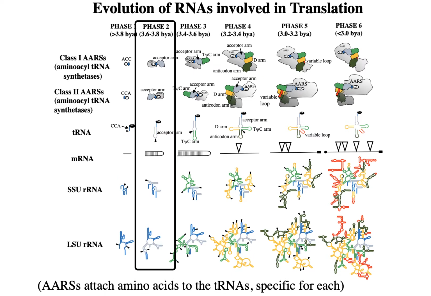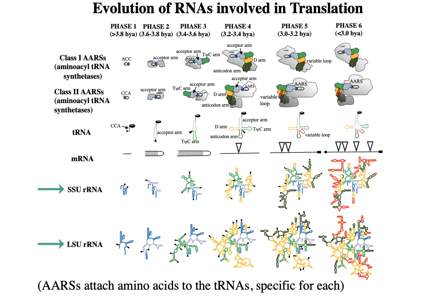In phase 2, about 3.6 to 3.8 billion years ago, the AARSs clearly were proteins by this time. The acceptor arm was fairly well developed, and the RNAs apparently were double-stranded. The small subunit and large subunit continued to grow so that the fidelity of translation increased.